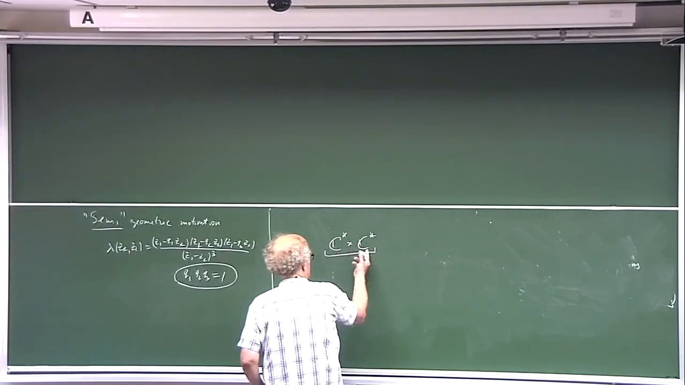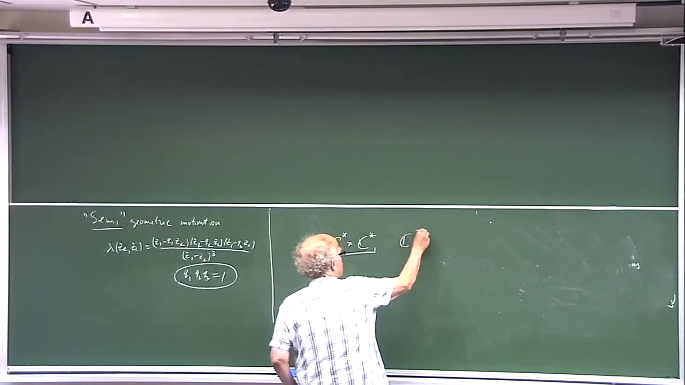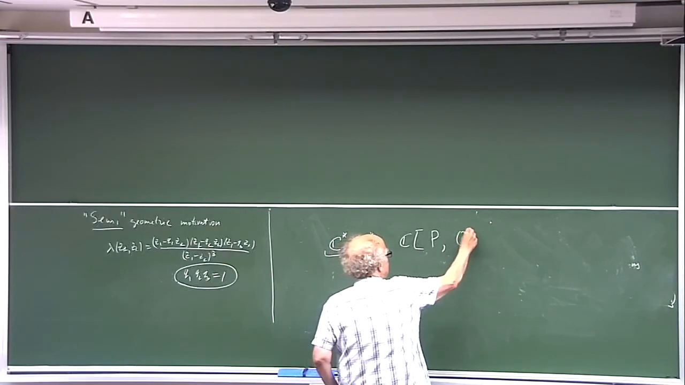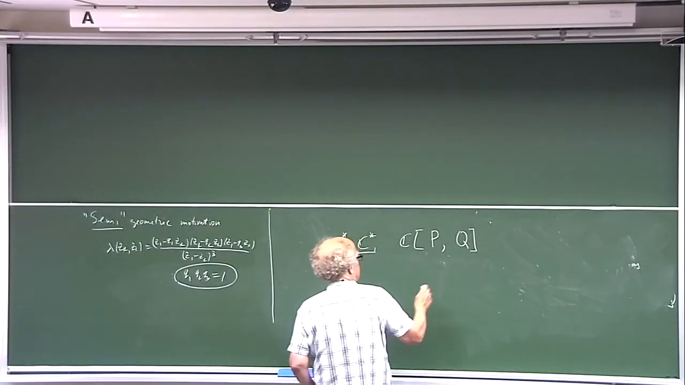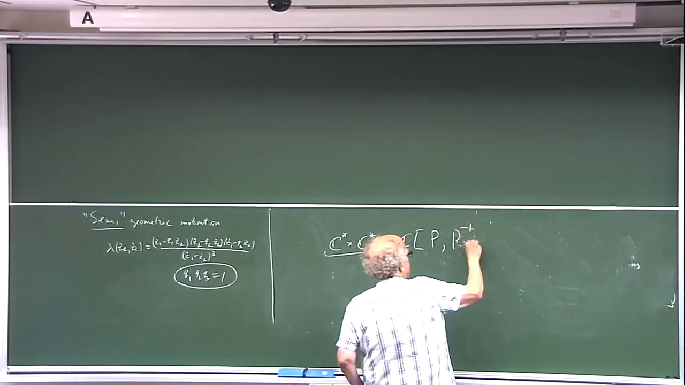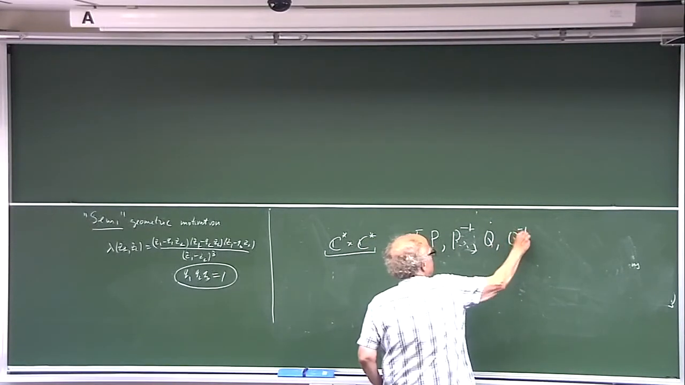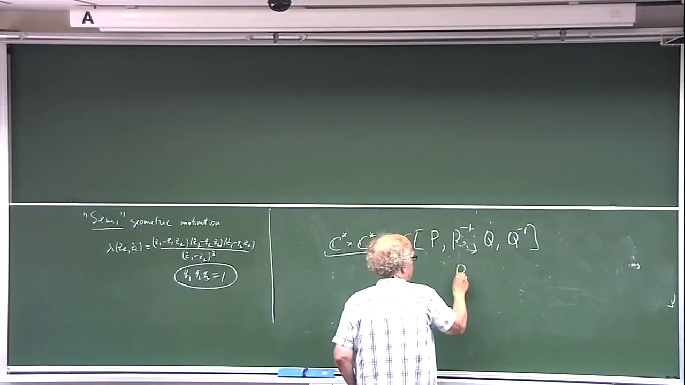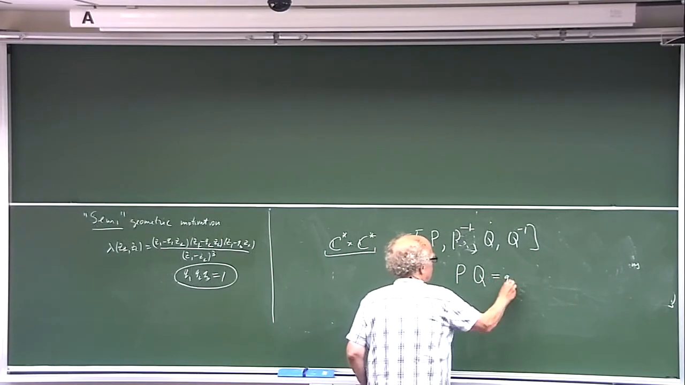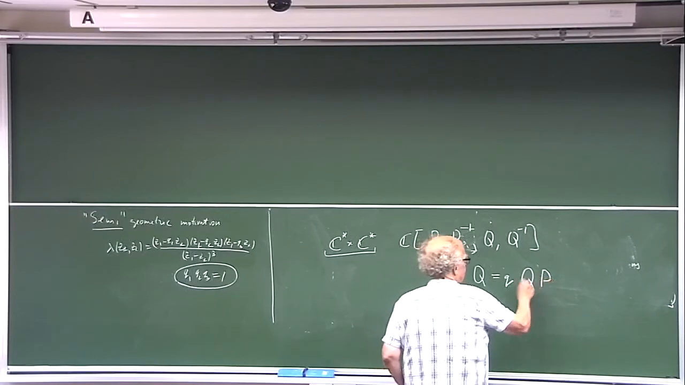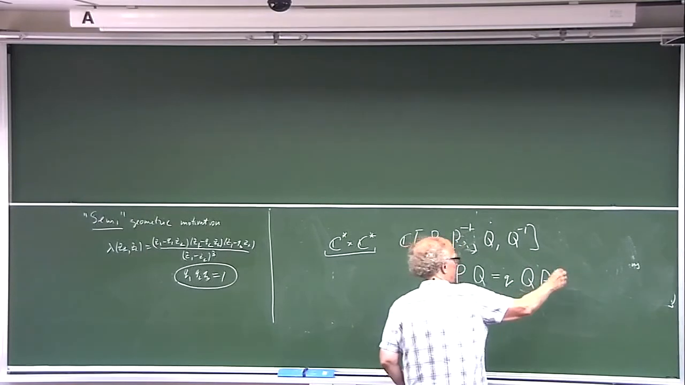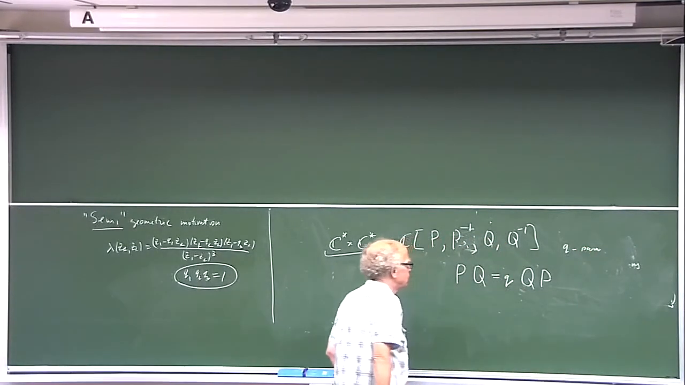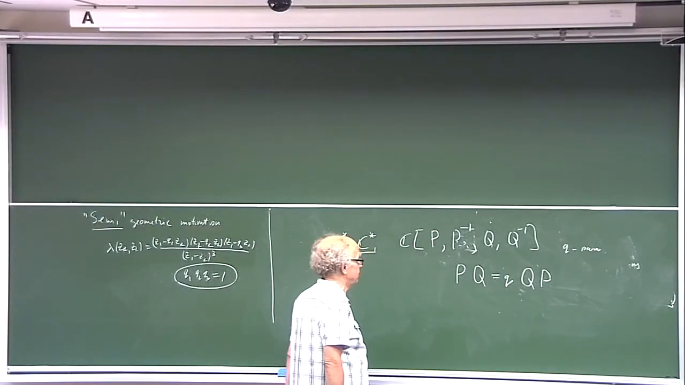It means that functions on the quantum torus form some algebra. Let us put capital P and capital Q here, and also P inverse, Q inverse. But it is a non-commutative algebra. The relations are PQ equals small q times QP. Here small q is completely different from capital Q. Small q is a parameter. And in this way you get some associative algebra.